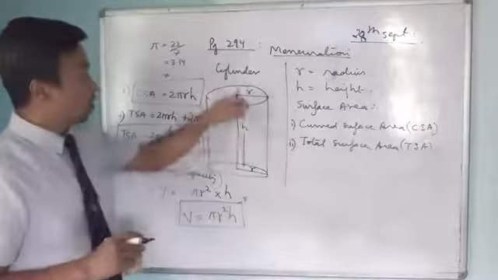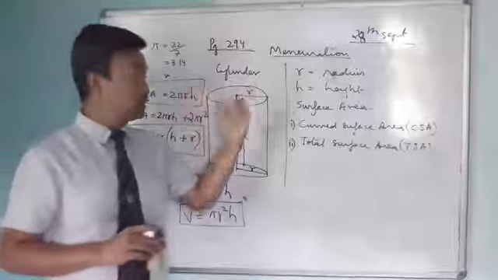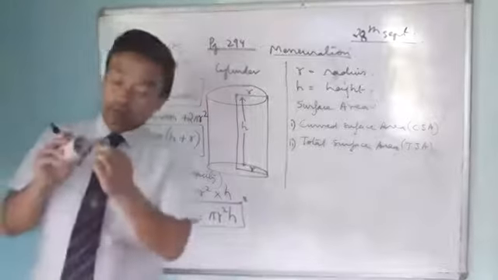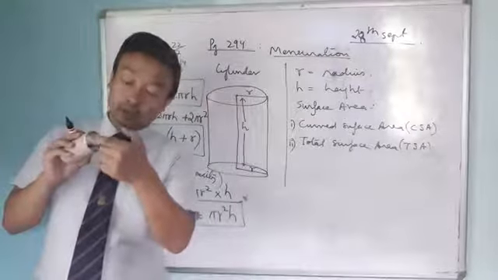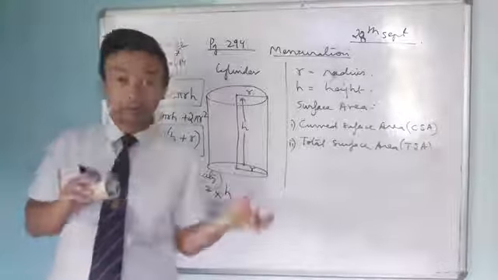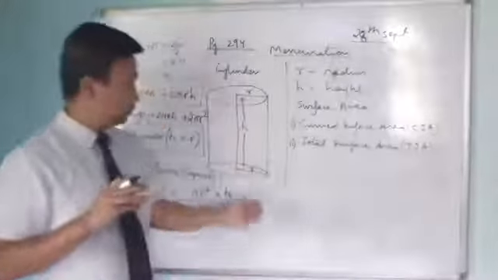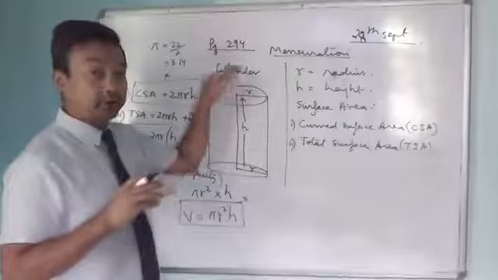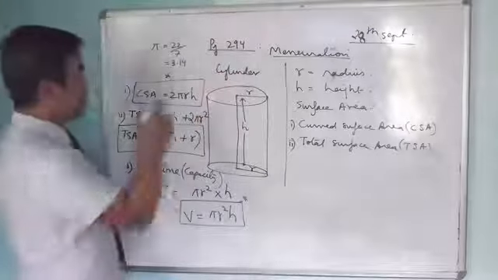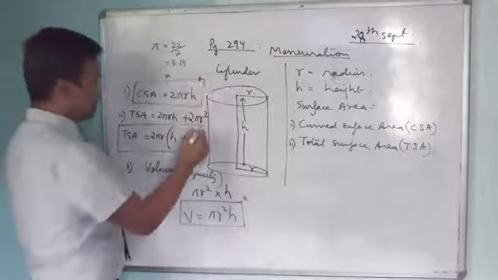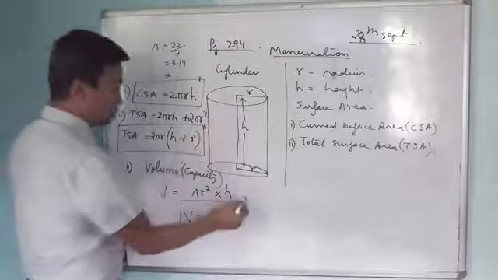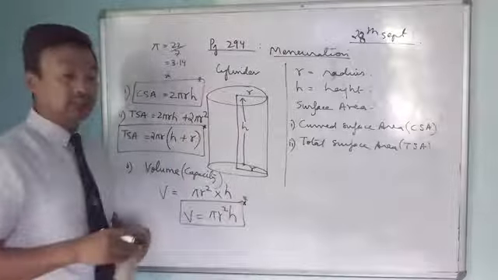The radius you have to keep in mind. Sometimes, in place of the radius, you will be given the diameter. The diameter is double the radius. If the diameter is given, then you divide by 2, and you will get the radius. Then height is there, it will be a vertical height. So these three formulas are very, very important in terms of a cylinder.